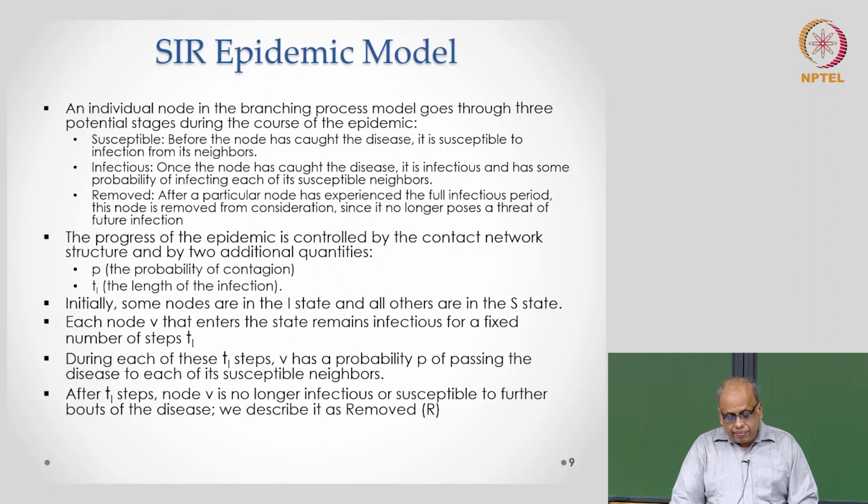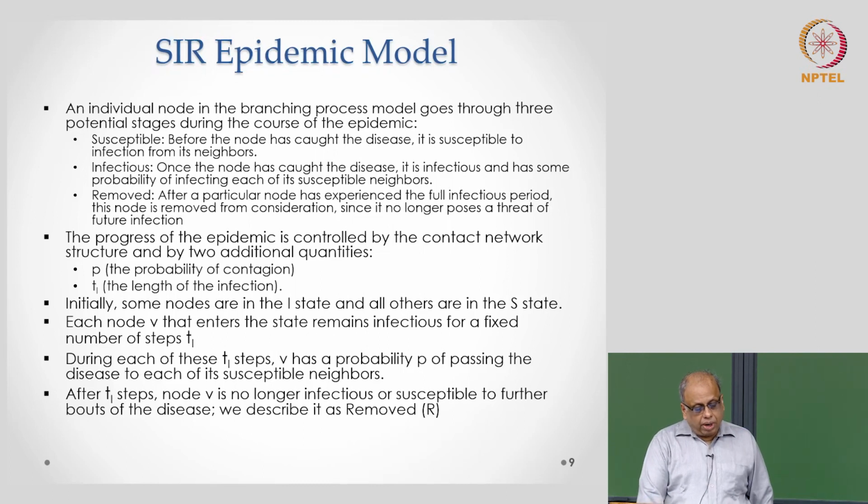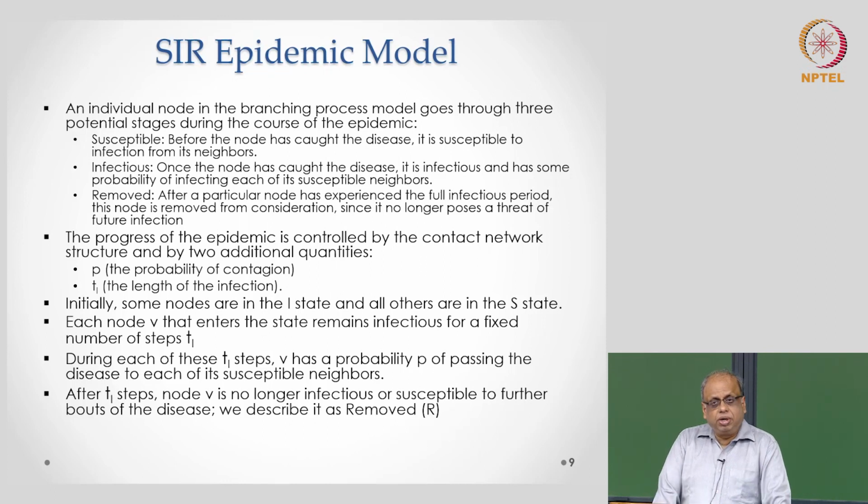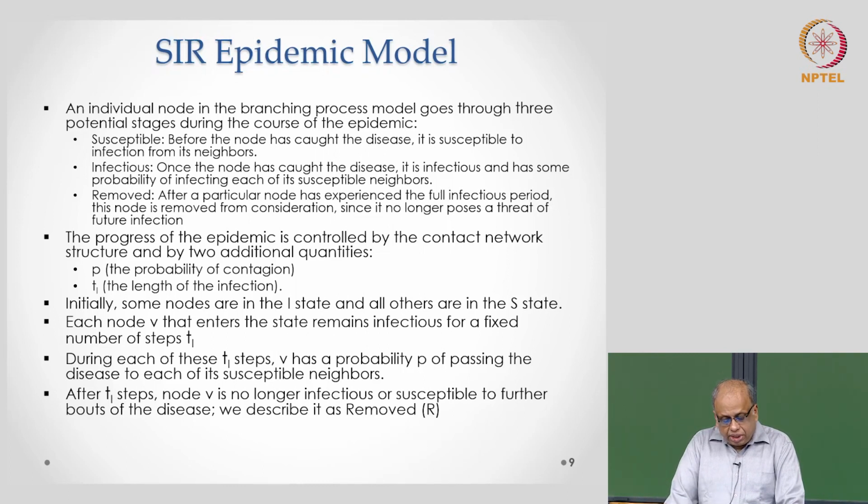And in this model a person can be in three states. One is susceptible. Susceptible means that a person is healthy, but is prone to get the disease. So initially, when COVID started, all of us were in a susceptible state because any one of us could have got the disease. Then the next state is infected. Infected means that the person has got the disease. And the final state is removed. That means a person has already got the disease and has recovered from the disease.